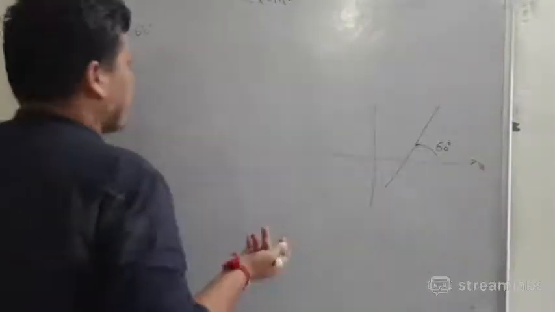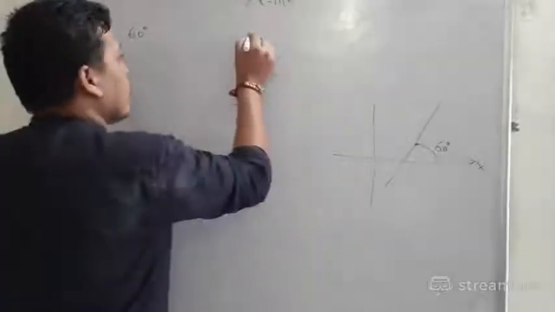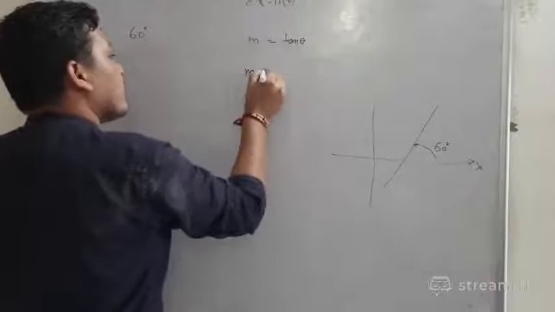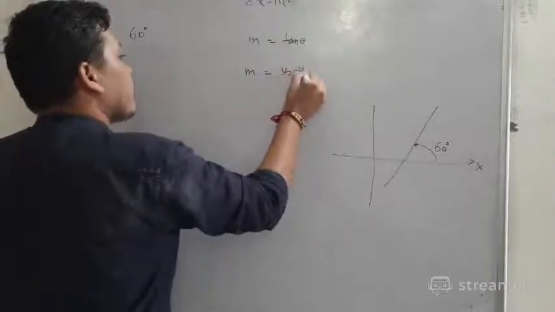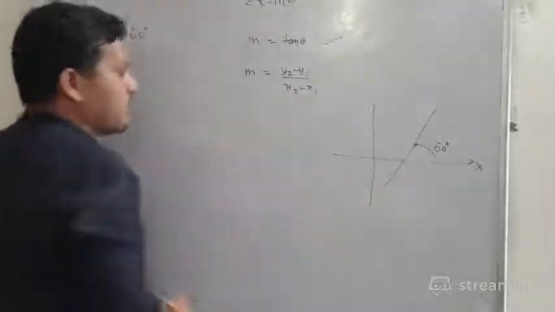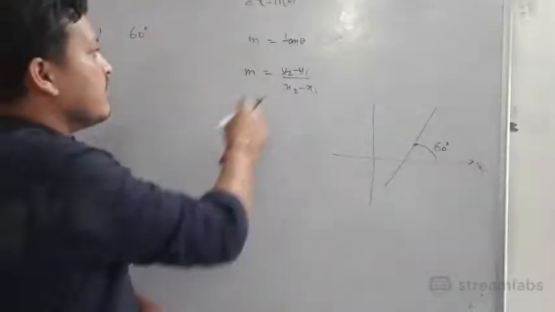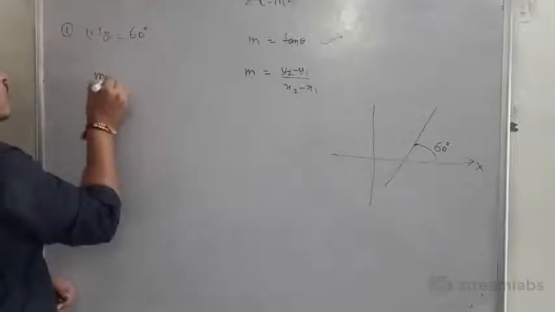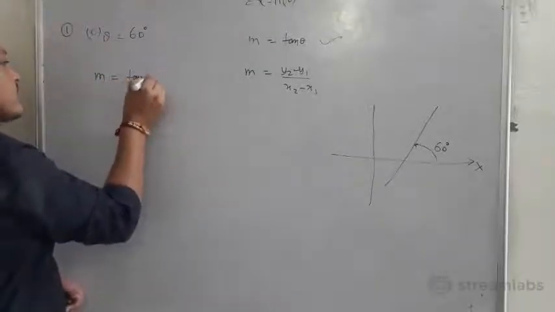Now yesterday I explained two forms of the slope. One is the inclination form and the second one is the point form, y2 minus y1 upon x2 minus x1. We can use the inclination equation in this question because theta is directly given here. So theta is equal to 60 degrees, so slope m is equal to tan 60 degrees.